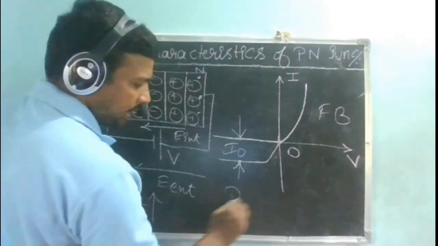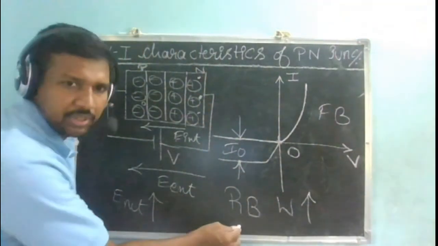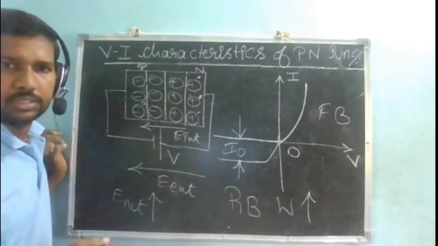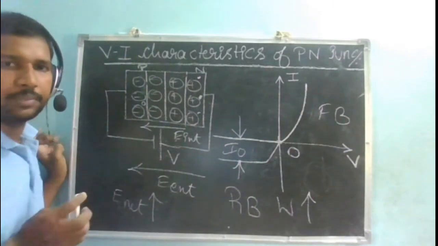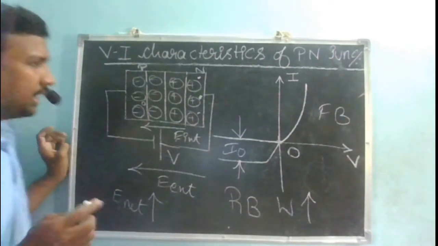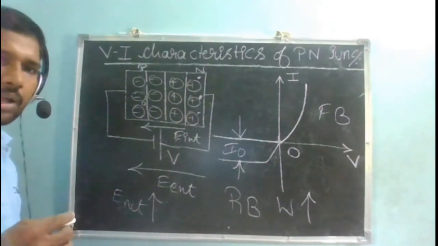That means in reverse bias, the width of the depletion region is increasing. The more the reverse bias, the more the width of the depletion region. Right? Then from where is the current going to come from?